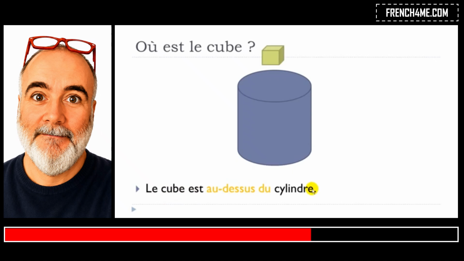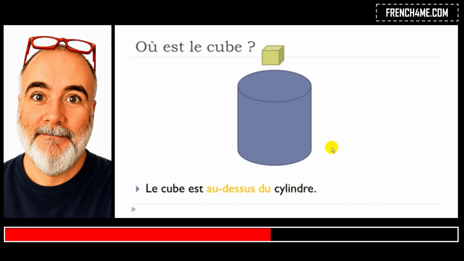Alright? Then here, no contact, and that's really important, okay? Le cube est au-dessus du cylindre. So let's repeat it. Le cube est au-dessus, final S not pronounced here, au-dessus du cylindre.